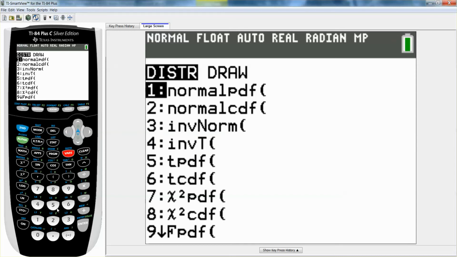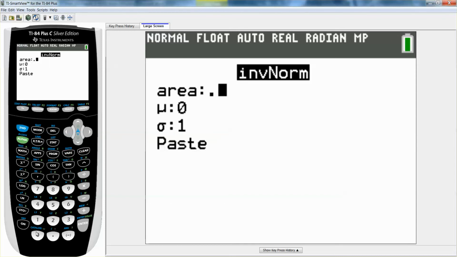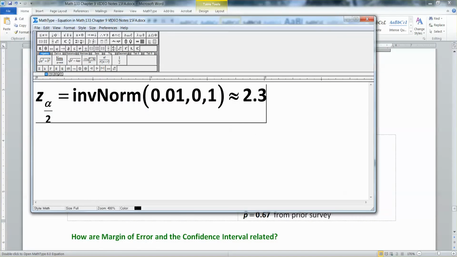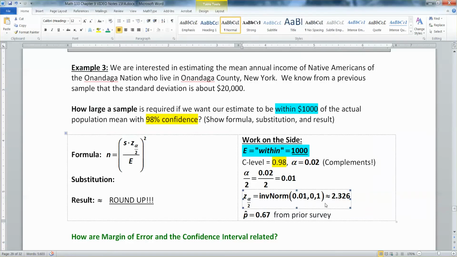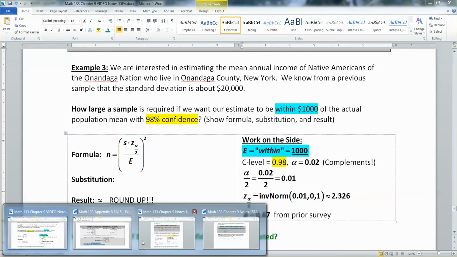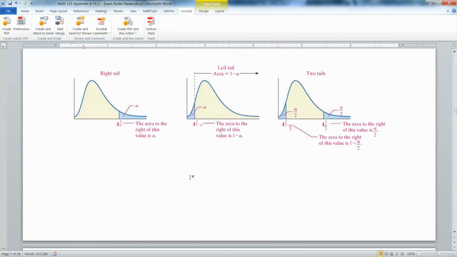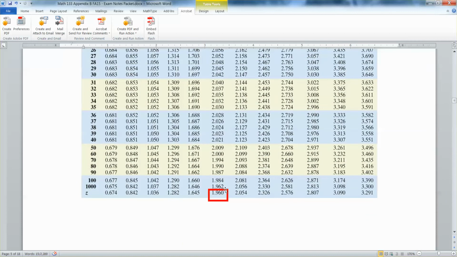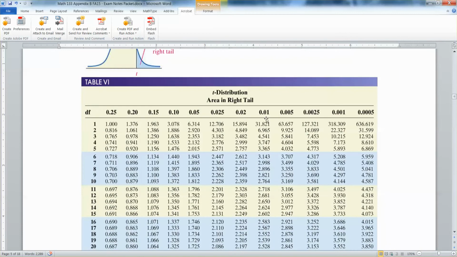So I go to second distributions, number 3, 0.01, then 0 and 1, paste, enter. And there you have it, 2.326. Technically, it's the negative one that I found, but it doesn't really matter because you're putting it into a formula that's going to square it anyway. Now, if you want to find it with the table, which is actually quicker than what I just did with the calculator, you want to use the t-table. Remember the area in the tail we just said was 0.01 right here. So you go to the very bottom of that column, and it's right there. The z-score is 2.326. That's the one that associates with 0.01.